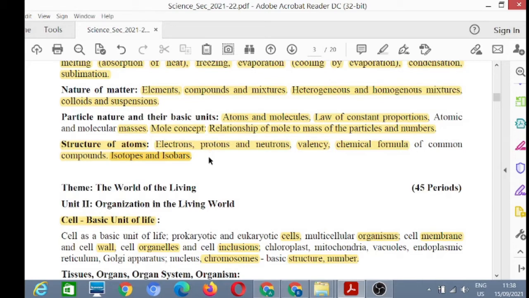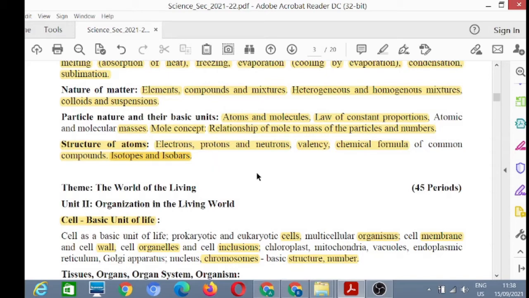Now examples of isobars are iron and nickel. Both iron and nickel have the same atomic masses, but they have different atomic numbers because these are two different elements.